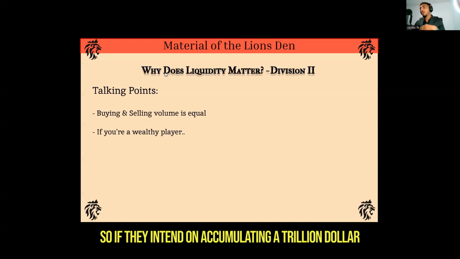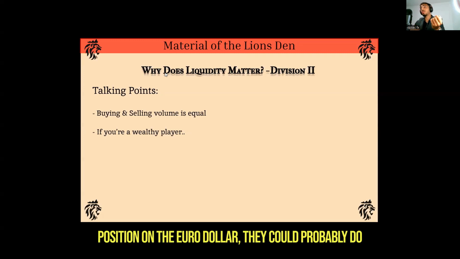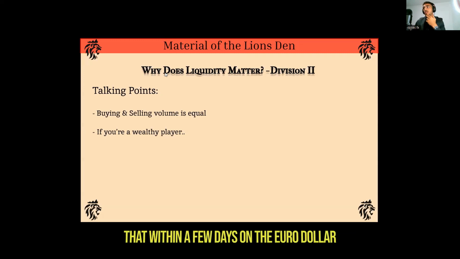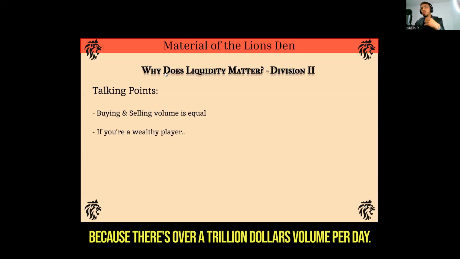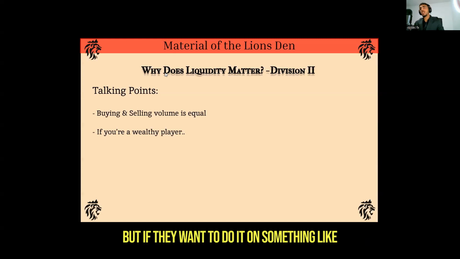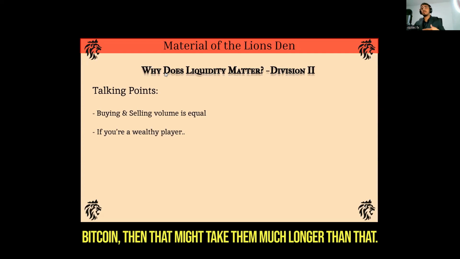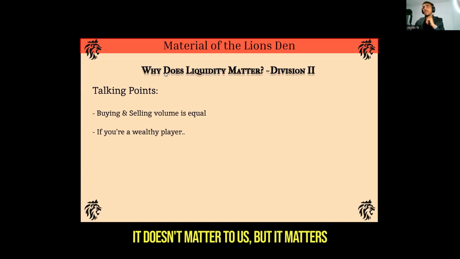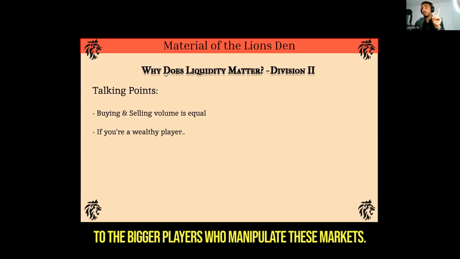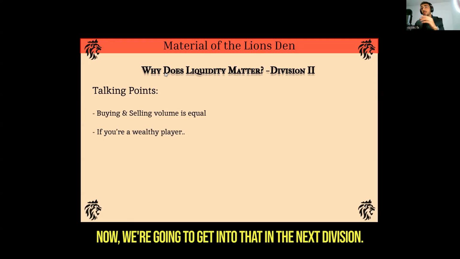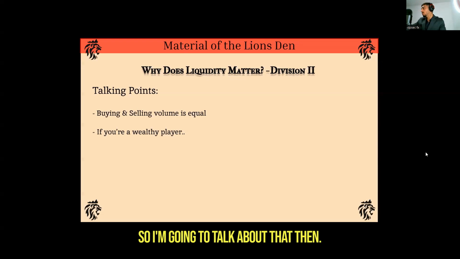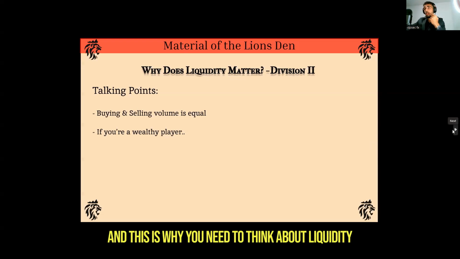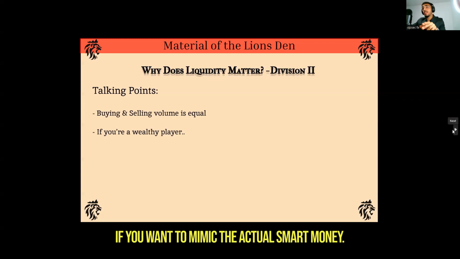So, if they intend on accumulating a $1 trillion position, well, on the euro dollar, they could probably do that within a few days, because there's over $1 trillion volume per day. But if they want to do it on something like Bitcoin, then that might take them much longer than that. This is why liquidity matters. It doesn't matter to us, but it matters to the bigger players who manipulate these markets. Now, we're going to get into that in the next division, so I'm going to talk about that then. And this is why you need to think about liquidity if you want to mimic the actual smart money.